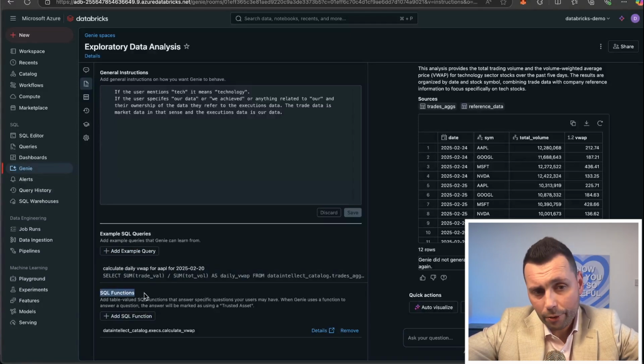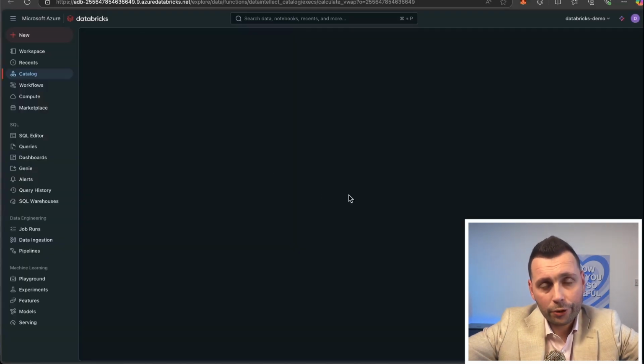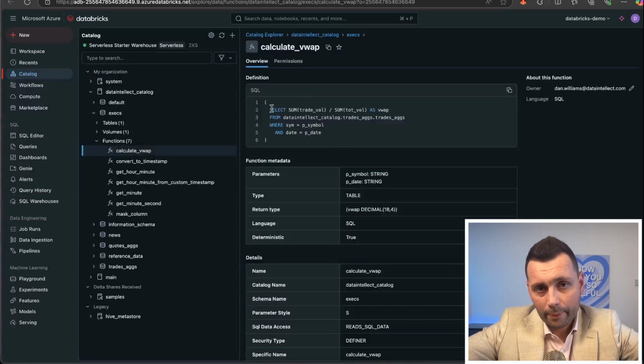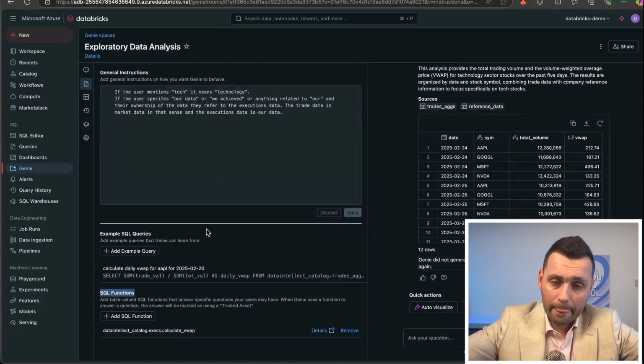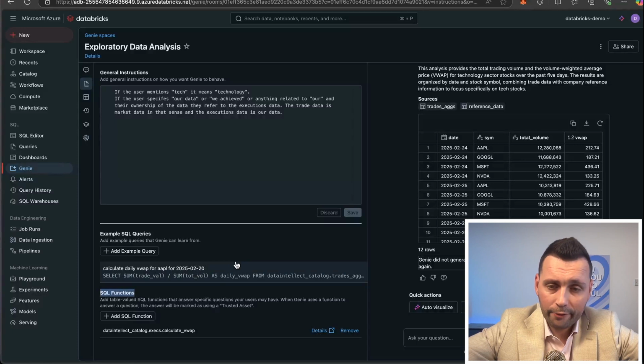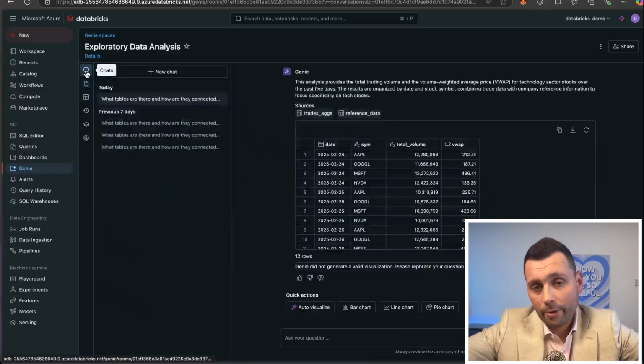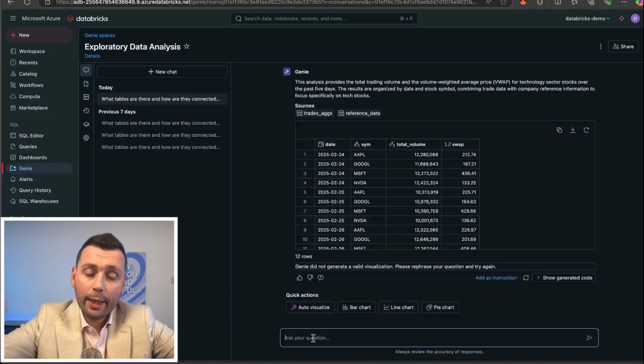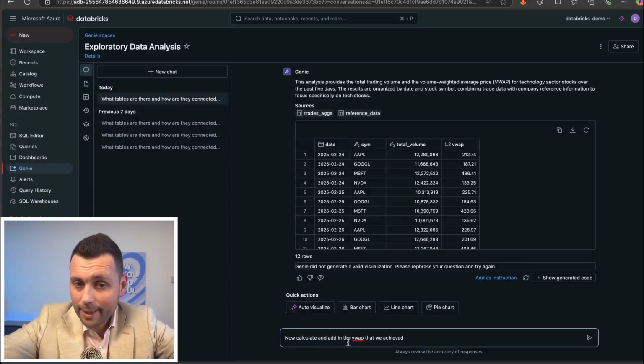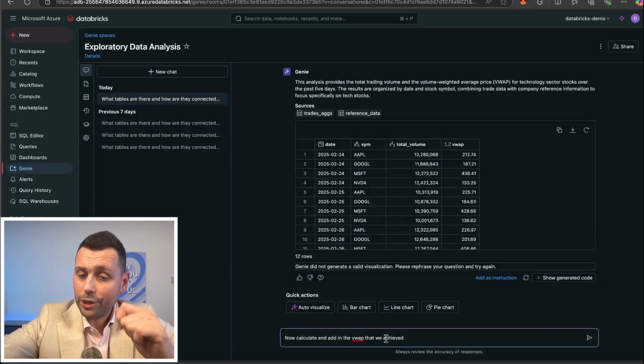Also, I created a SQL function here, calculate VWAP, and if we check it, it actually shows how to calculate the VWAP by summing these two for the trades table. So now it could also access the VWAP function if it needs to. But in this scenario, Genie decided to just use the example that we gave it and calculated the VWAP from that example. Now we've seen how it calculates it for market data, so let's see how it calculates and adds in the VWAP that we achieved, okay?